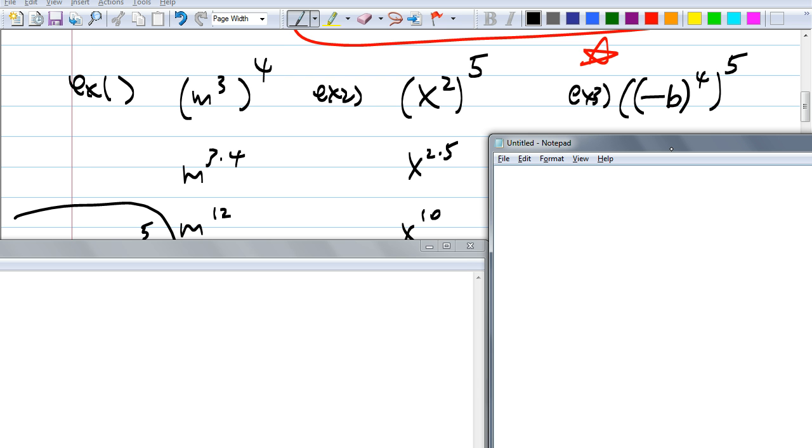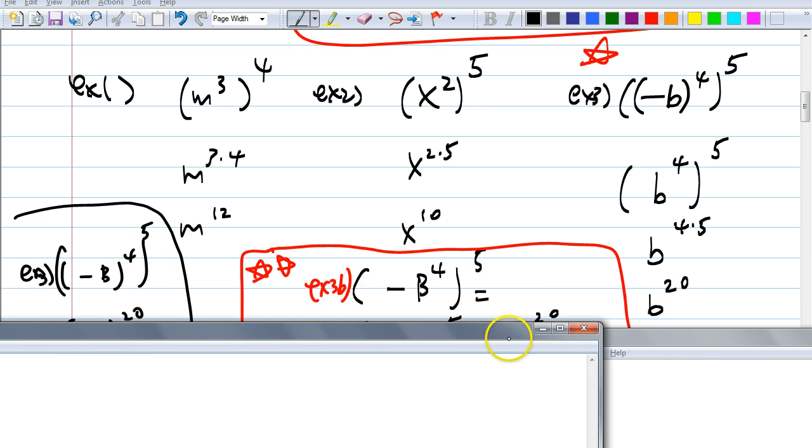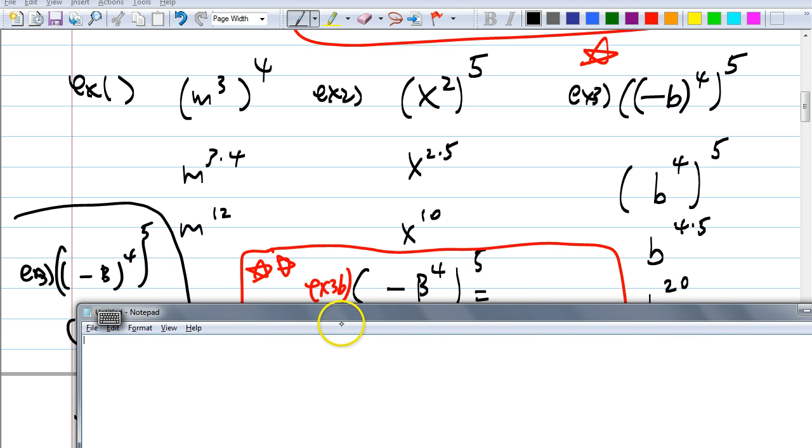What do you think? Negative b in parentheses to the 20th? Okay, which is, yes, Melissa? It is positive b to the 20th. So you're right in putting negative b to the 20th, but I actually have it over here.